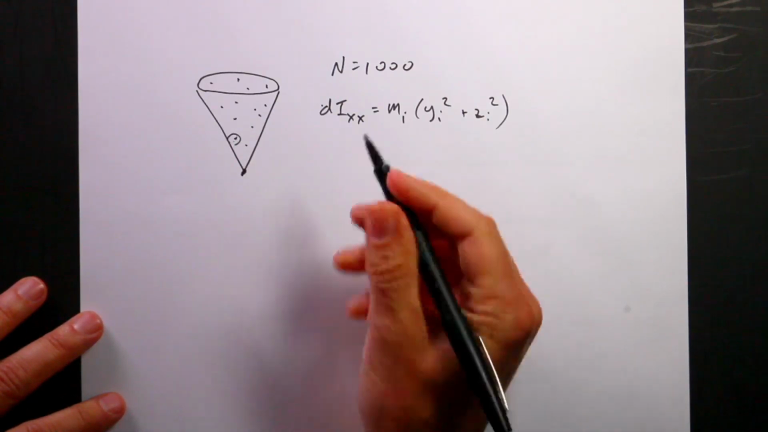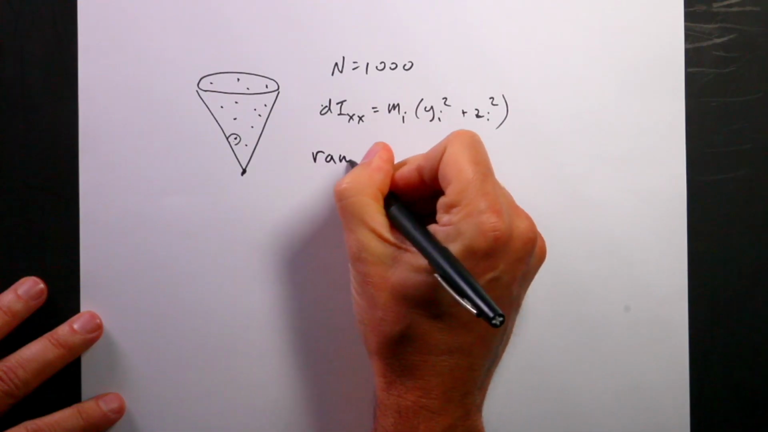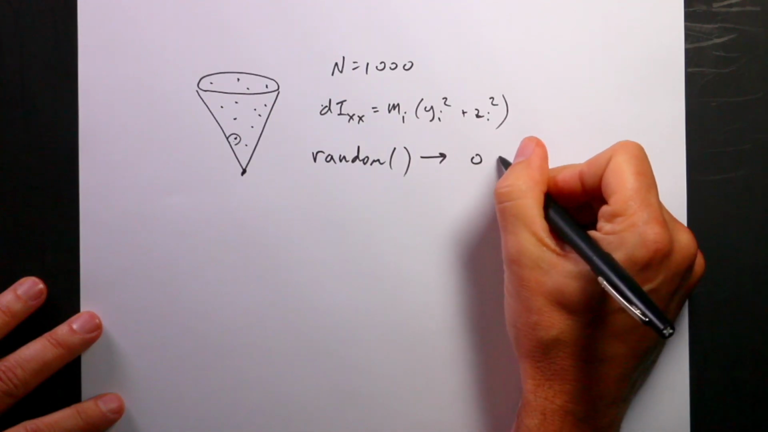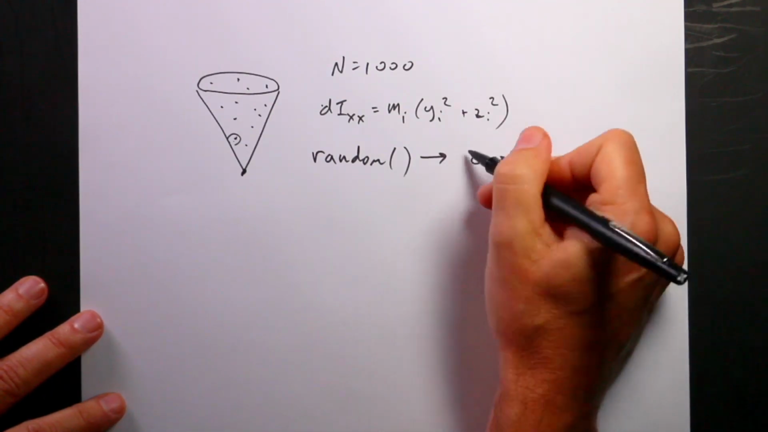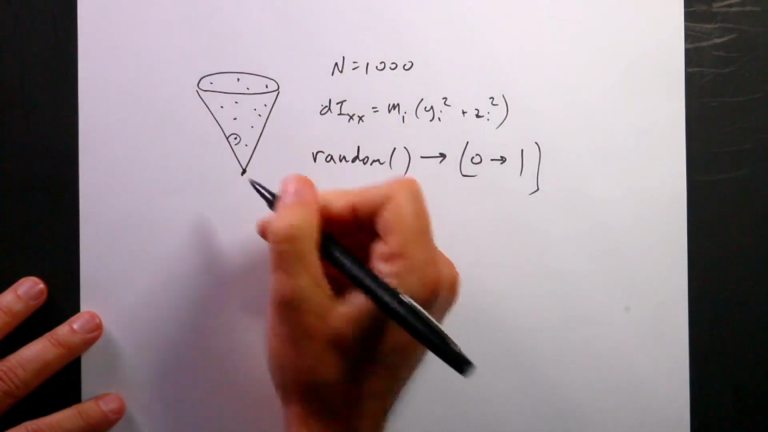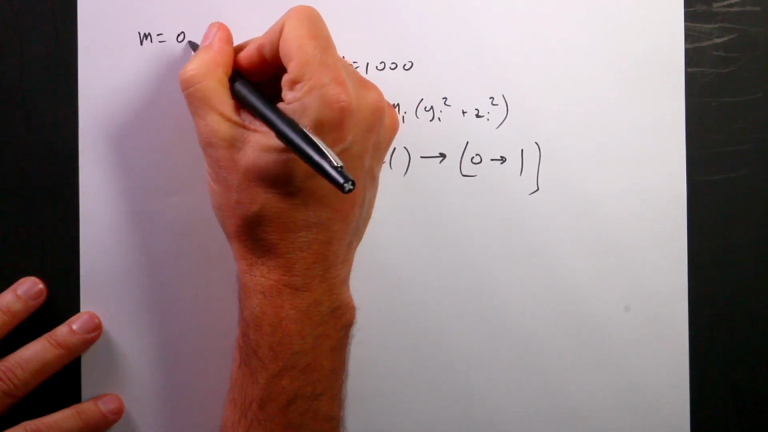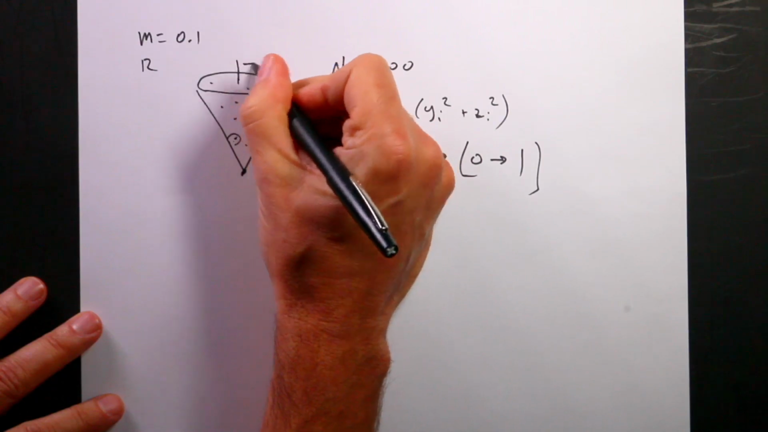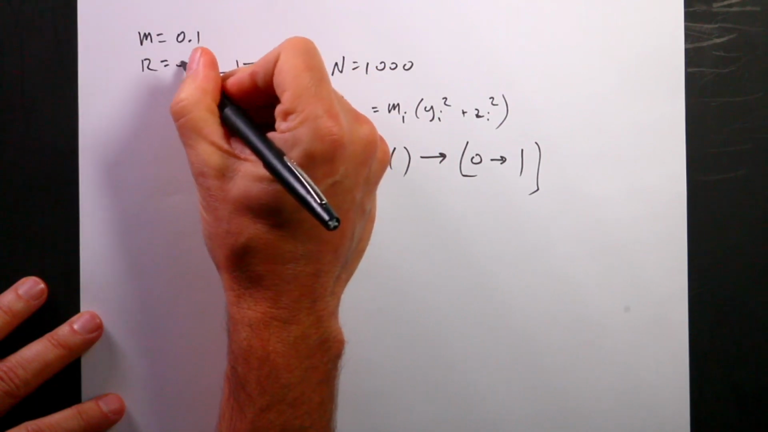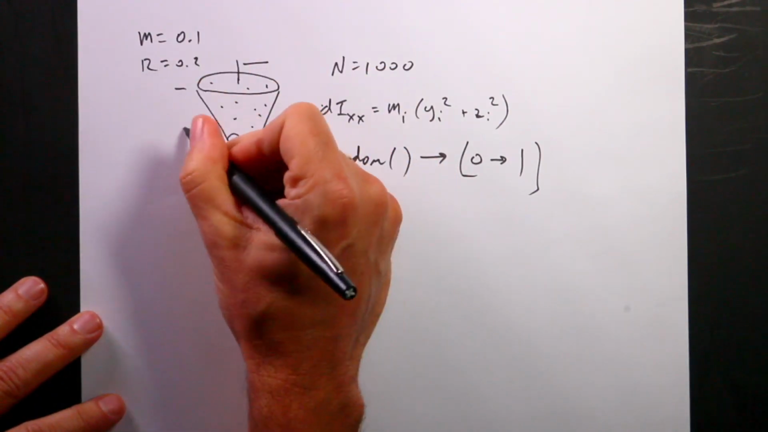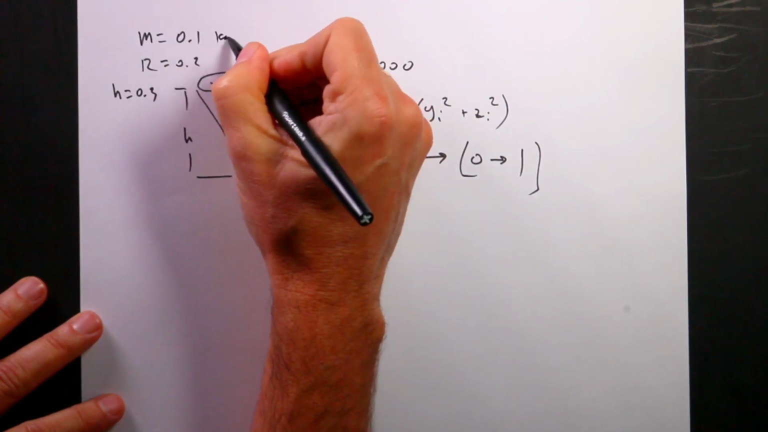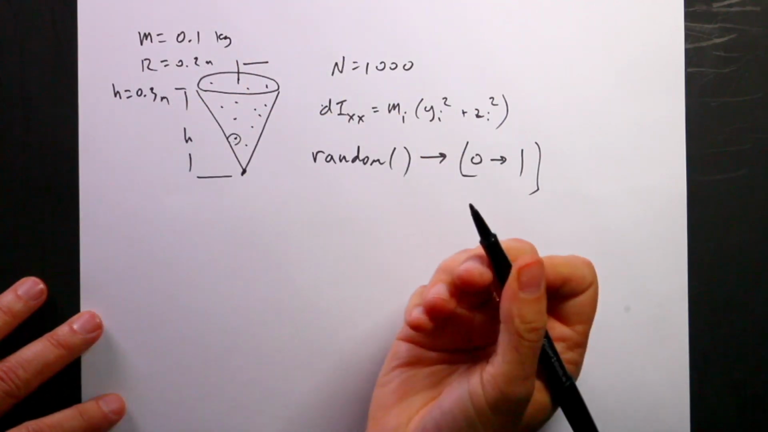Well, in Python, I'm going to use the random function. So random, just like that, it's going to give a number between 0 and 1. Okay, so it's going to be in between those two numbers. Now, we're going to have to pick some values here. So let's go ahead and say m equals 0.1, r, this value, let's say 0.2. I'm just picking stuff. And then h is this value. Let's say h is 0.3. And this is kilograms, and these are meters. Okay, so then I can do the numerical calculation.